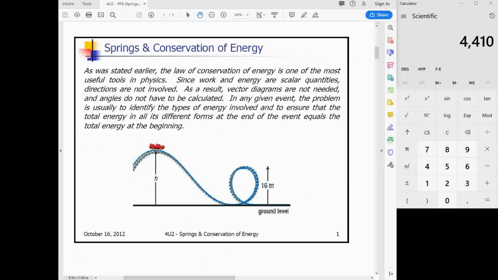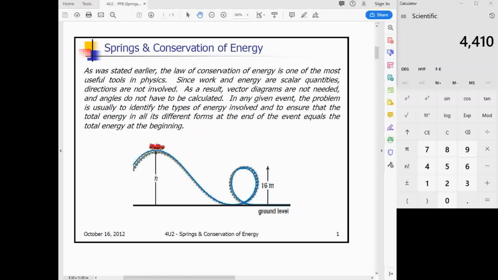So we learned about the law of conservation of energy. It's that the energy is conserved throughout any sort of interaction, as long as we account for all types of energy. Now, this law makes a lot of physics problems a bit easier to solve because of the fact that work and energy are scalar quantities.